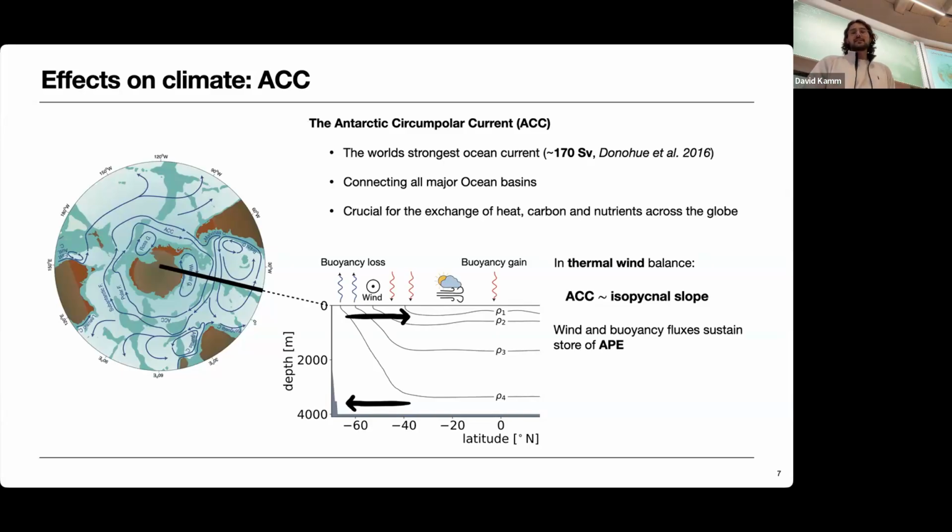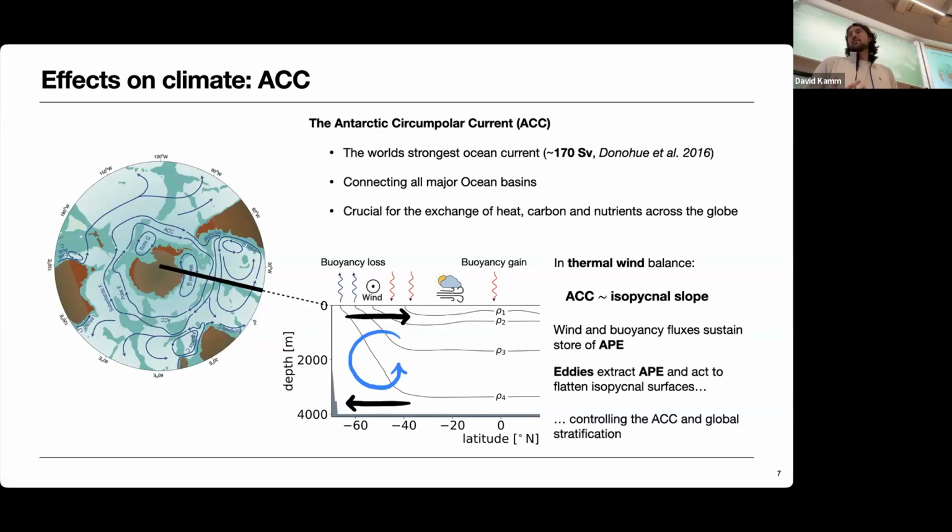And as we have learned in the slide before, eddies extract this available potential energy and flatten the isopycnal surfaces. And thereby, eddies are really crucial in controlling the strength of the ACC and therefore also the global stratification, but also the global transports and the transport throughout all ocean basins.